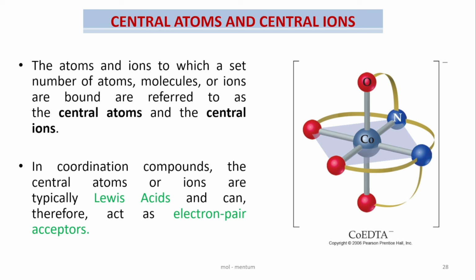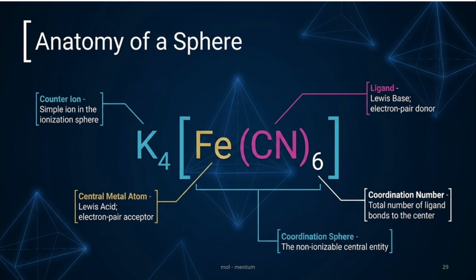Then the central atom, we all know, is the central metal ion which is present at the center. So it is the central atom or central ion, which is also a Lewis acid. Lewis acid means it is an electron pair acceptor. So the central atom is also a Lewis acid and electron pair acceptor. This is all we have discussed till now.